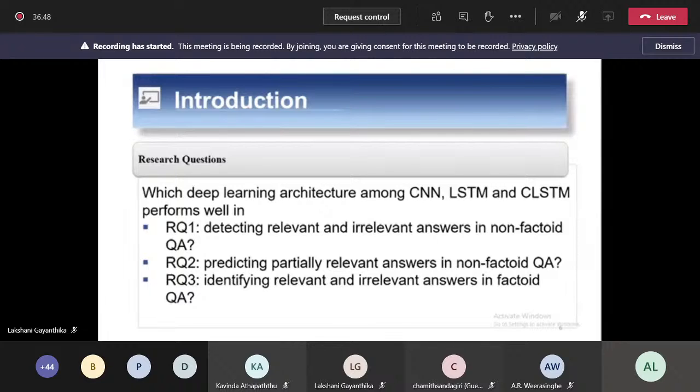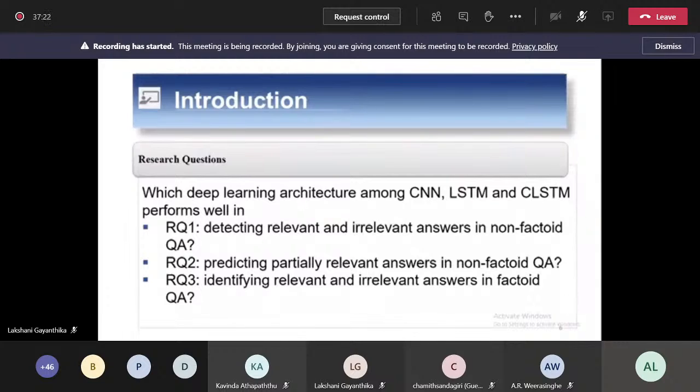To resolve this irrelevant answer problem, we are going to solve the issue through 3 research questions. For that, we have used the most popular deep learning architectures in QA literature, which are CNN and LSTM, and also we have used a combination of both, that is CLSTM. Through the first research question, we find which is the best deep learning architecture to find irrelevant answers in non-factoid QA.